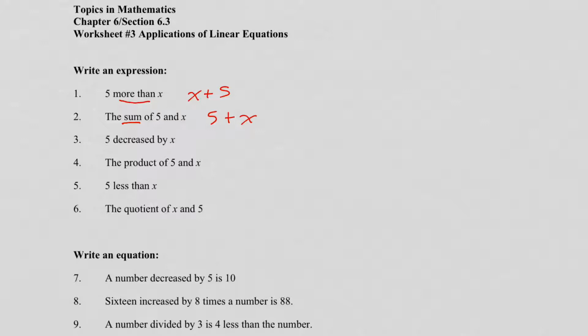The number 5 decreased by what? So the number 5 decreased by x. Okay, then we have the product, which is times. So the product of 5 and x, or we're going to just write 5x.